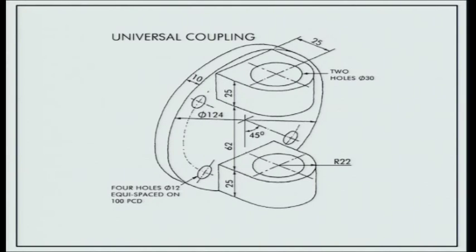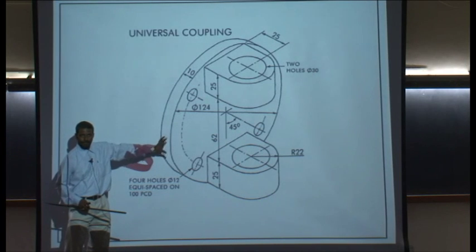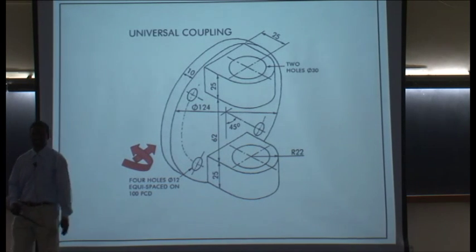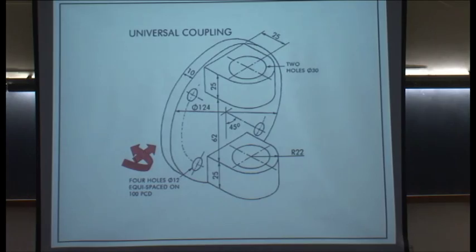Okay, so let's draw this object in the first angle projection now. Would you like to take 5 minutes to sketch? Okay, now. Before you start sketching, this is the front view direction, and you have to rotate the object like this. So rotate the object like this, then view it from the front and start sketching. 5 minutes.